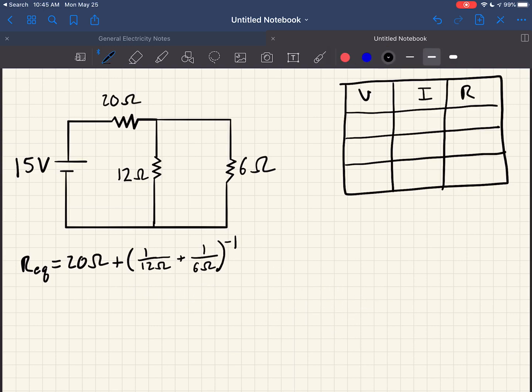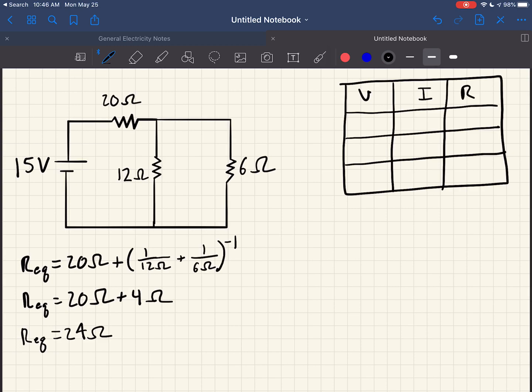Okay, so now I'm going to go ahead and try to just work this out in my calculator. Maybe I'll just add the first two that are in parallel to begin with. So that's 1 over 12 plus 1 over 6. And then take the reciprocal of that. And I actually get 4 ohms, which is nice. So this tells me that the equivalent resistance of the whole circuit is 24 ohms.